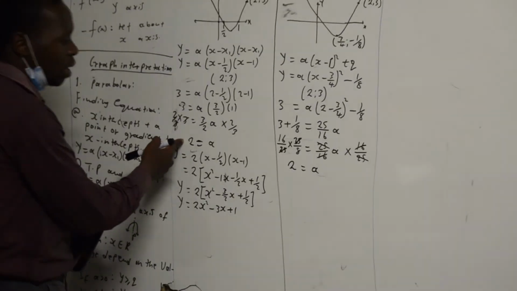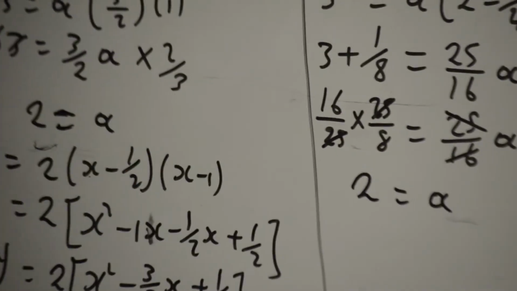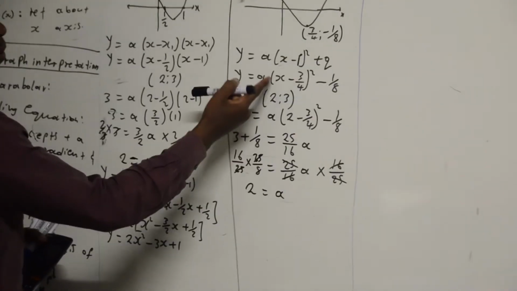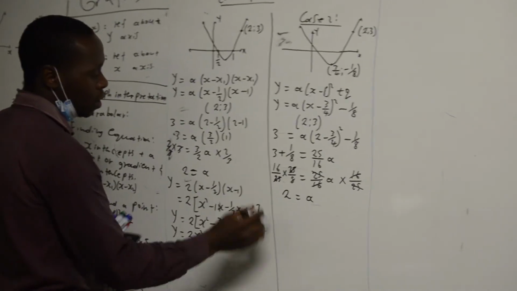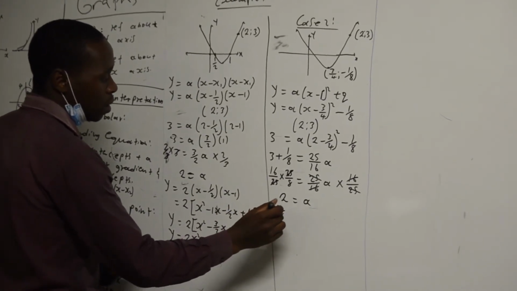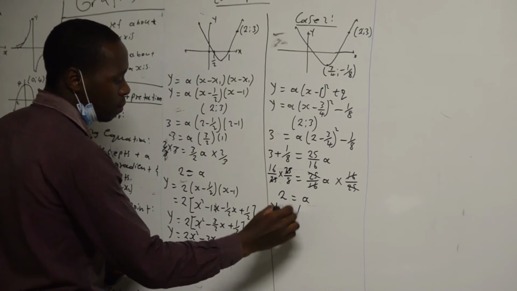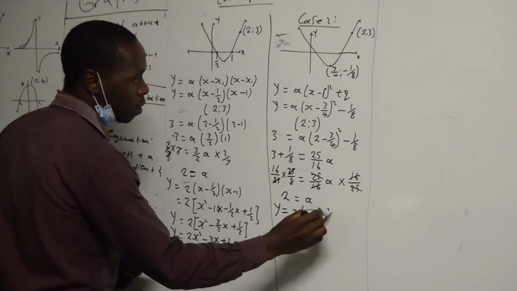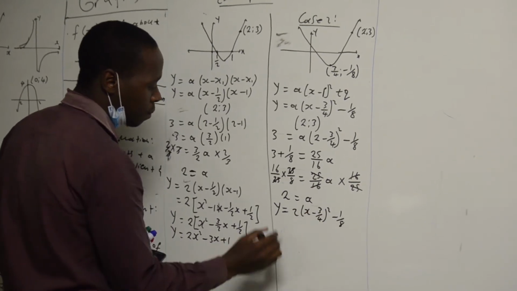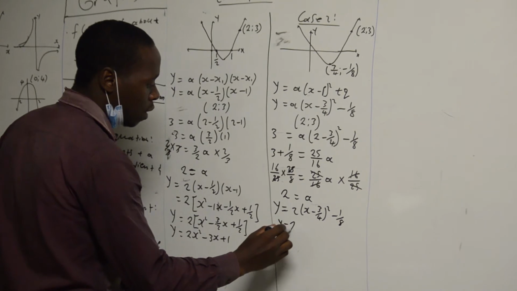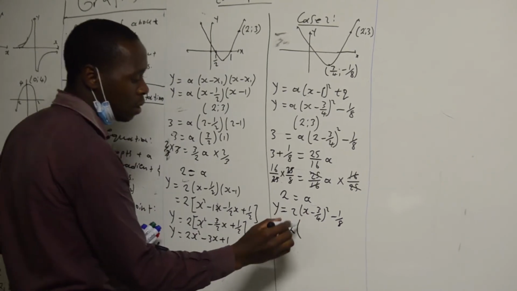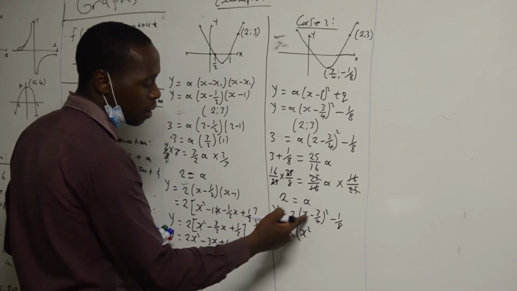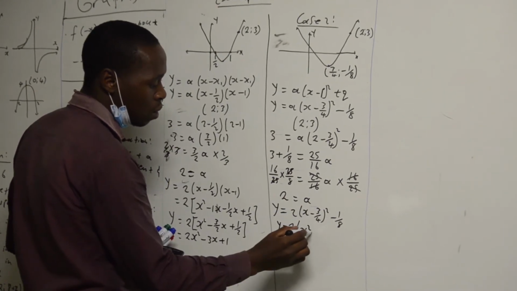Still you get the same result, but you are given something else. You must find a, and then you get your equation, because the question is about the equation. So this is x minus 3 over 4 squared minus 1 over 8. Now let's expand. We have 2 here. x times x is x squared. x times this, x times 3 over 4 times 2. What is the value?